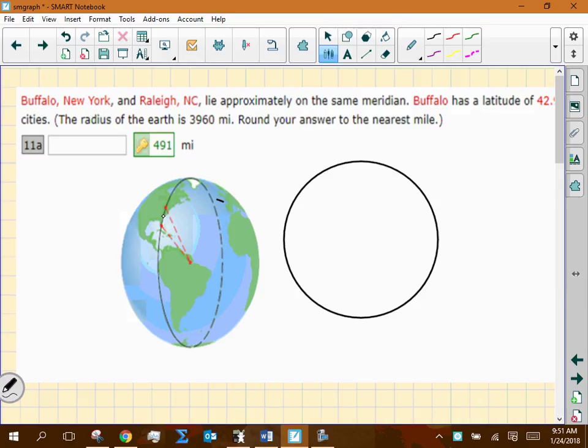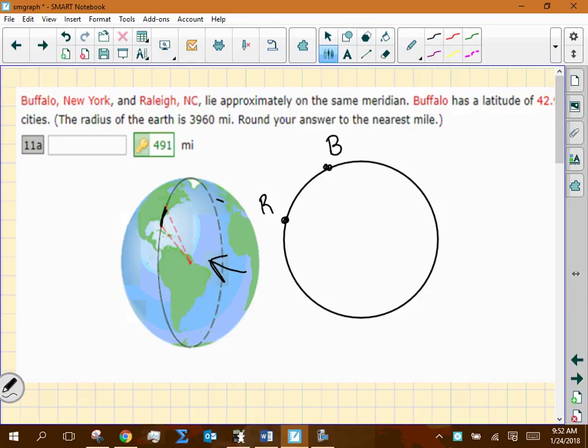They want to know what is the distance between Buffalo and Raleigh. So what is probably easier for you to think about is to look at this meridian from the side view, so it looks like just a two-dimensional shape. You would have Buffalo right there and Raleigh right there. Does that make sense? So we're just cutting this hemisphere off and looking at the hemisphere that has Raleigh and Buffalo on that edge.